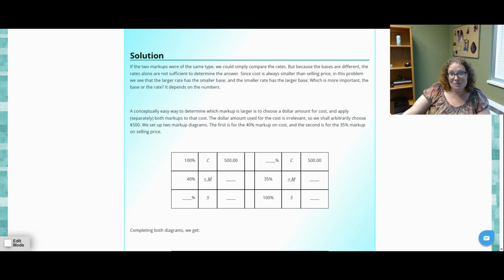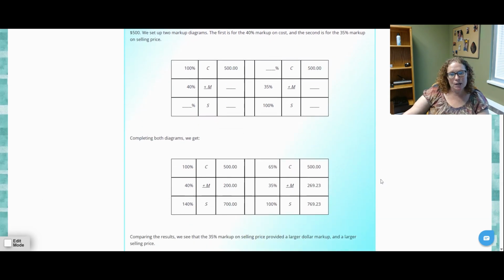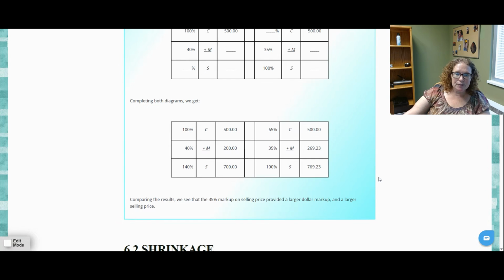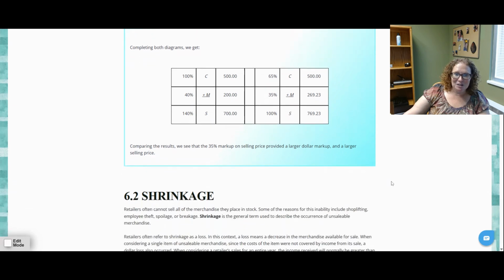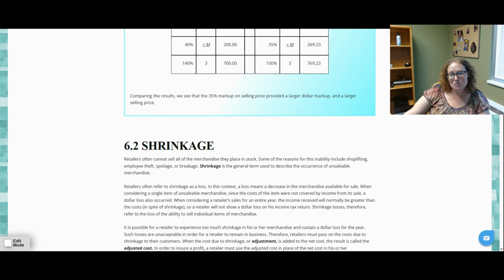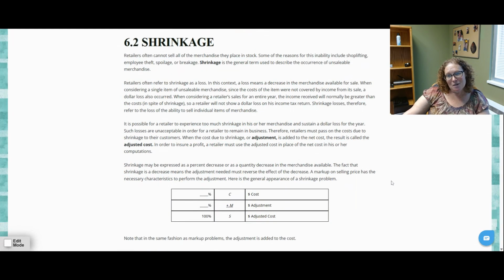In this case, we don't have to have the dollar amount because we're looking at the percentages to see where we would come up with the best price. So basically, we're filling that out using the multiplication that we had before, and we find that the 35% markup on the selling price is a larger dollar markup and then a larger selling price. So that's your section on markups.